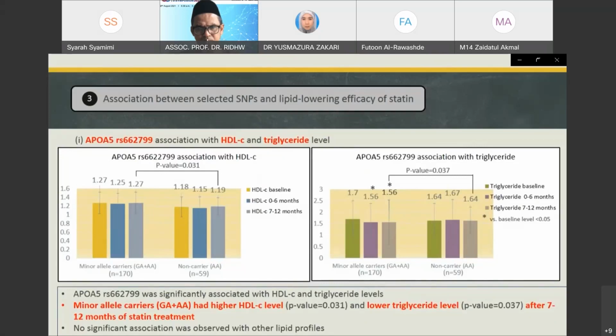While for our second SNP, GATM RS9806699 was not significantly associated with any of the lipid profiles, therefore it was not shown in this result section.